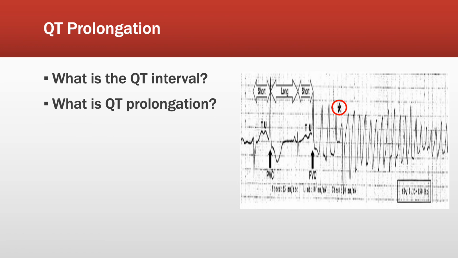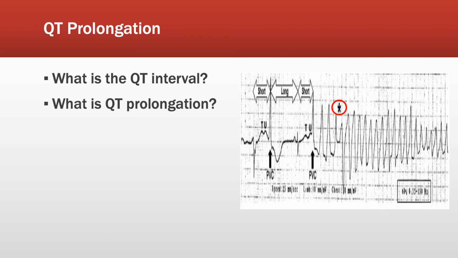And how about QT prolongation? Prolonged QT intervals are defined as QTcs that exceed the 99th percentile. For postpubertal males, this translates to 470 milliseconds, while for females it is around 480 milliseconds. Any QTc in excess of 500 milliseconds is regarded as highly abnormal.